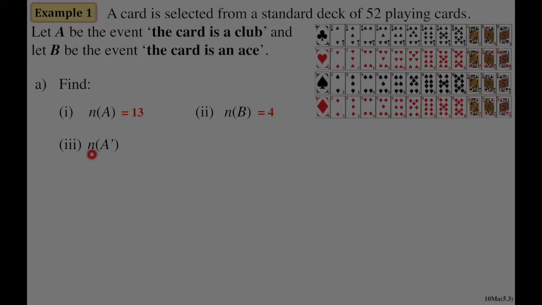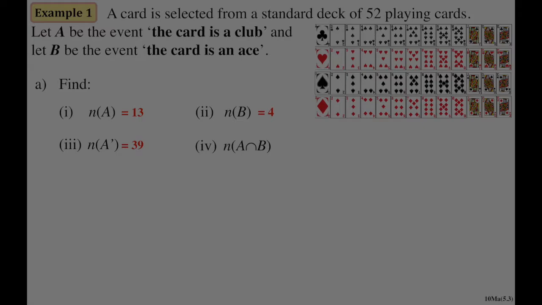Part 3 says the number of cards that are not in Group A. In other words, they are not clubs. If they're not clubs, that means they can't be any of these cards. They must be in this row, or this row. And if each row has 13 cards, 3 lots of 13 is 39. So there are 39 cards that are not clubs.